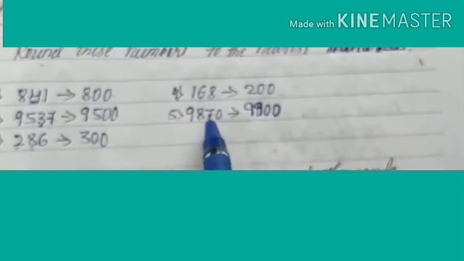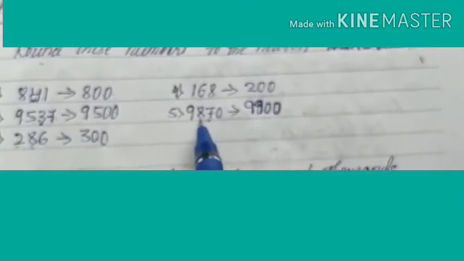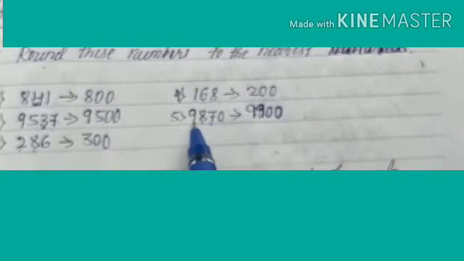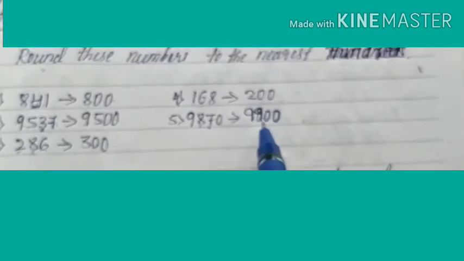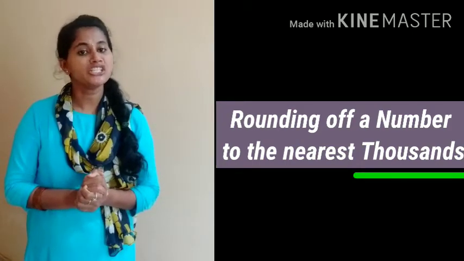9870. Here the tens place is greater than 5. So tens and ones you replace by 0 and increase the hundreds place by 1. 9 and 9900. The third one is rounding of a number to the nearest thousand.